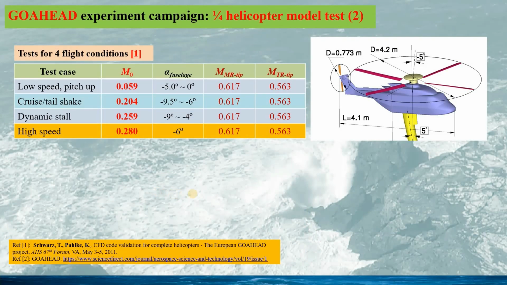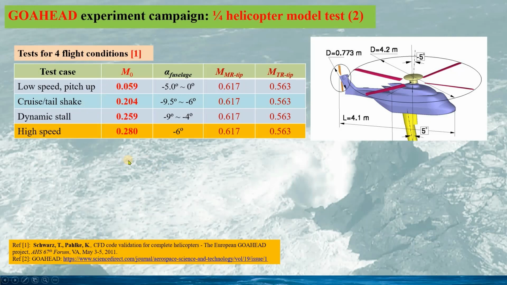Basically, in the experiment campaign, 4 typical flight conditions have been tested. In all wind tunnel tests, the tip Mach numbers for the main rotor and the tail rotor are the same, 0.617 and 0.563, respectively. The flight conditions include the low speed pitch up condition, in which the helicopter forward speed is Mach number 0.059. The test includes different angles of the fuselage.